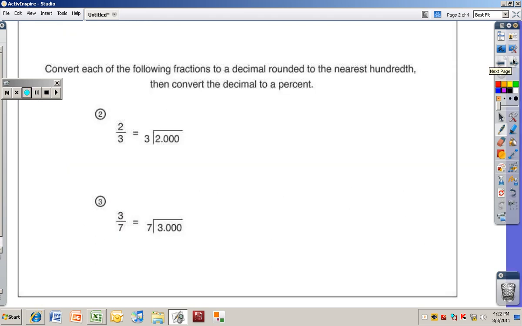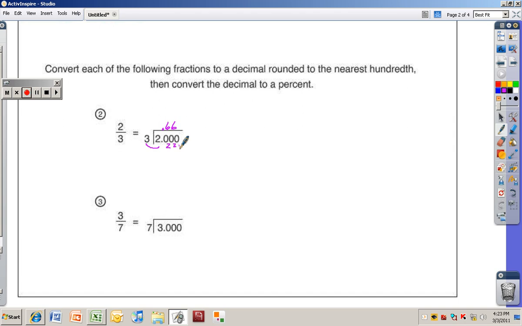All right, here are a couple more problems. Go ahead and do these along with me. 2/3, what is that as a percent? We're doing 3 into 2, 2.000. So 3 goes into 20. How many times? 6. 6 times 3 is? 18. Leftover of? 2. 3 goes into 20. 6 times. Leftover of? 2. Write this on your paper.